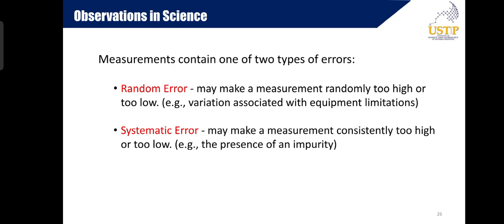And we also have a systematic error. They make measurement consistently too high or too low. For example, the presence of an impurity, or for example, in a sack of rice, stones got mixed in with the pure rice. So that makes the sack of rice impure, so it is not exactly just a bag of rice. So the stones that were thrown into the sack of rice are what we call impurity.